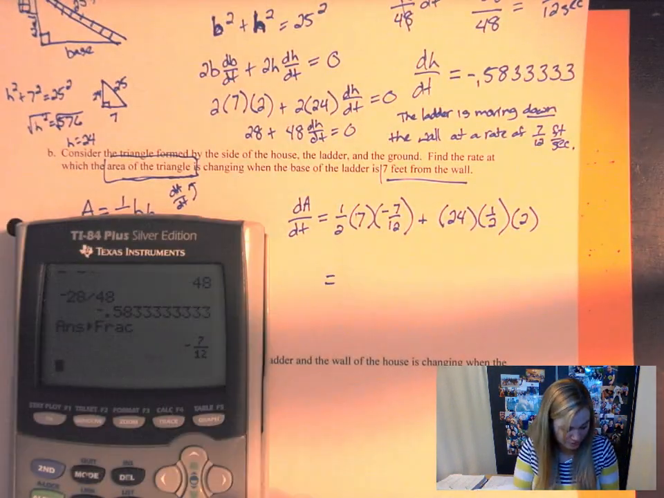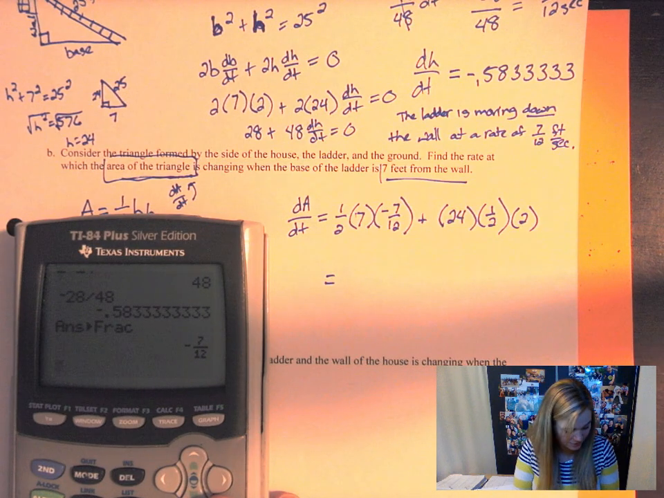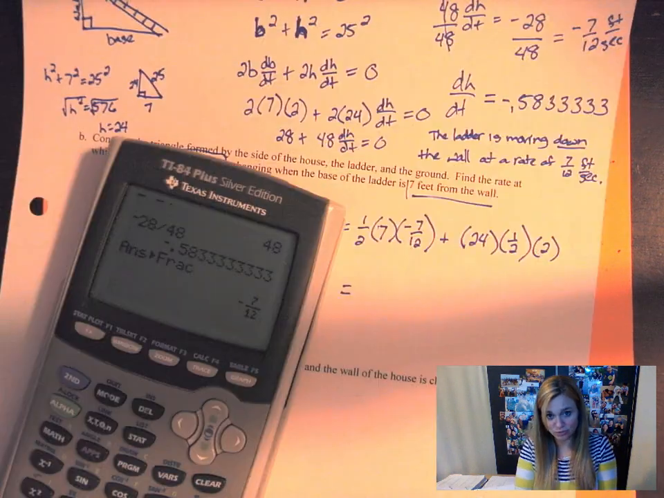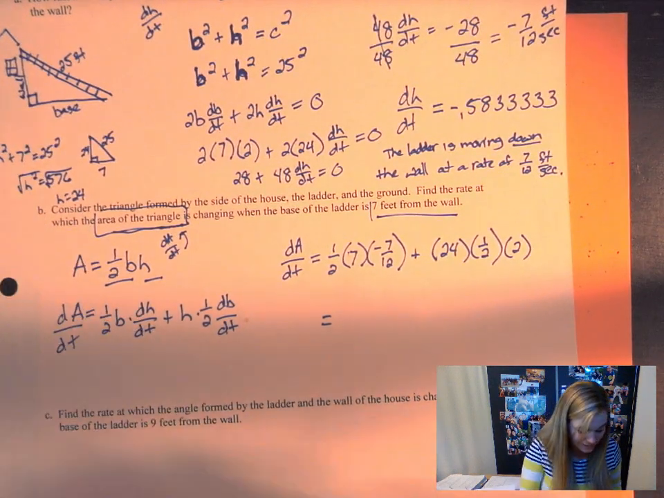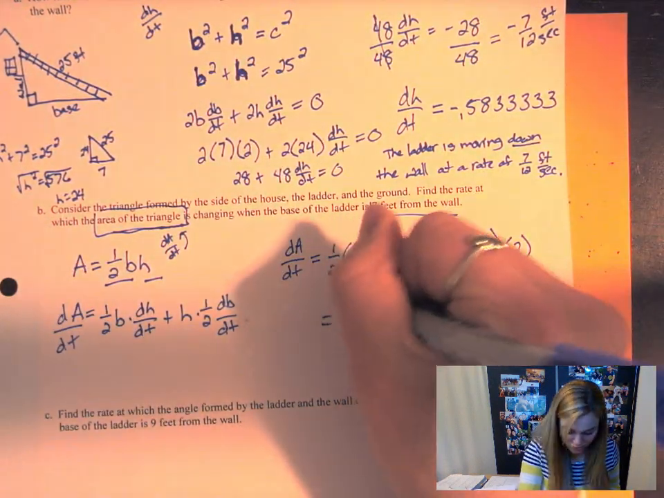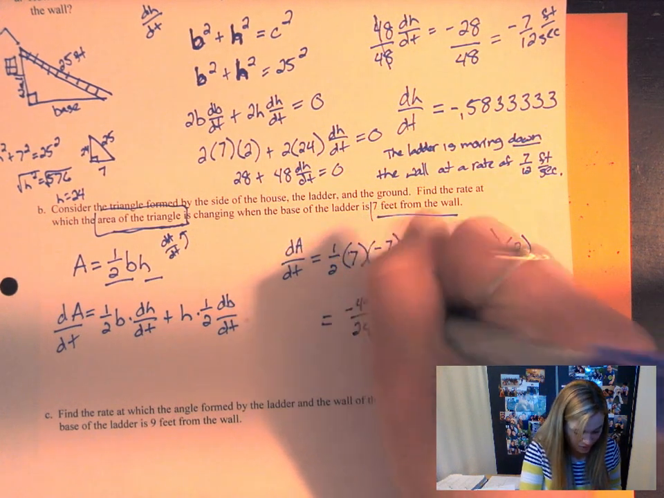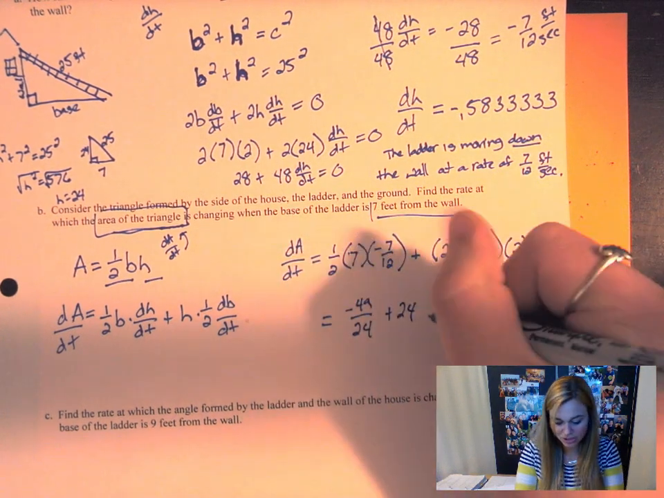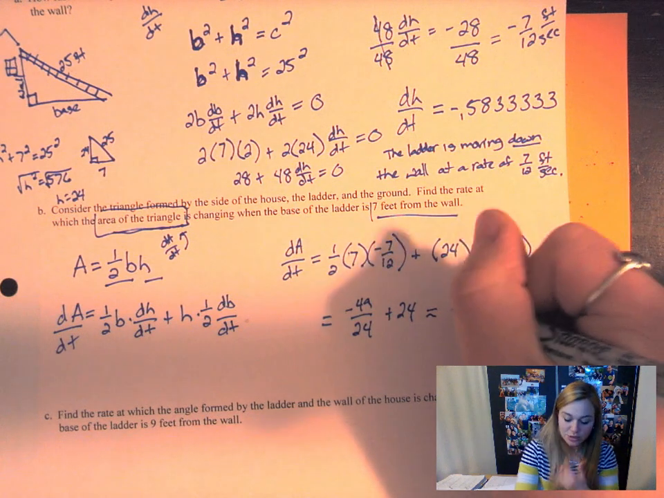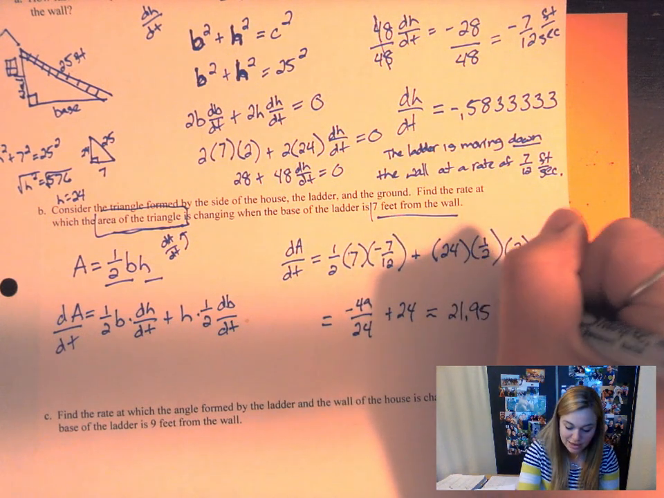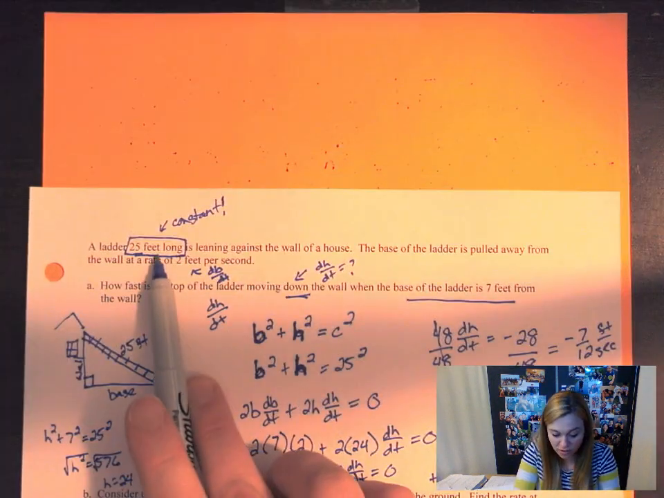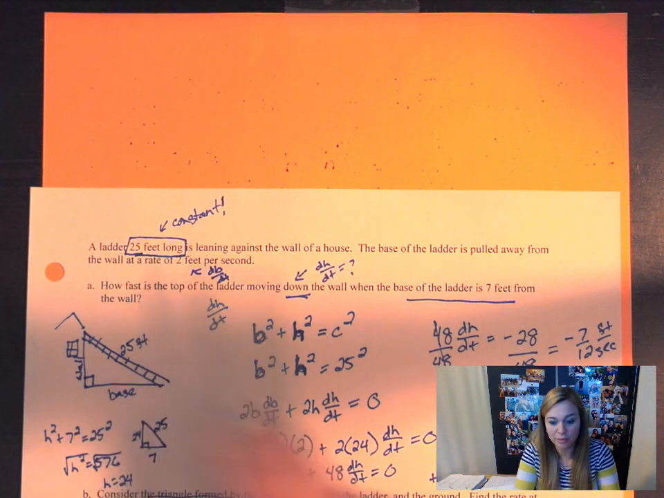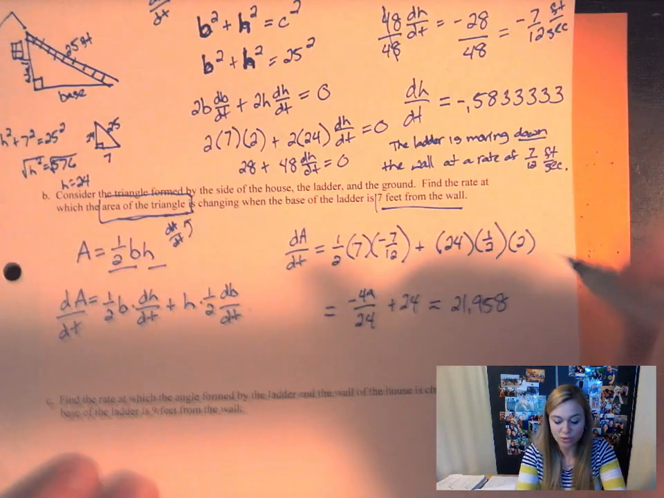So 1/2. I've actually done all these things before, so I'm going to pretend that I'm doing something. And then in here we get negative 49 over 24 is the first one, plus 24. And this one I'm actually going to say that's approximately 21.958. We're talking about area. The original one was given, this is talking about feet in this problem, and then we have seconds in here. Area is always feet squared.